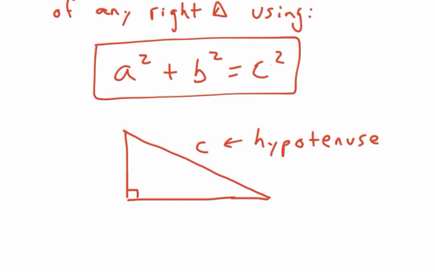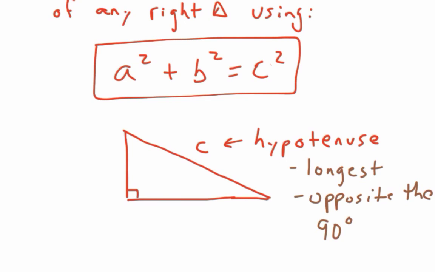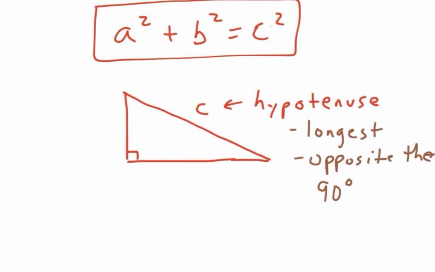If it's new, maybe I'll say a couple things underneath it. One, it's going to be the longest. And two, you can tell it's the hypotenuse because it will always be opposite, or across from, the 90-degree angle. Whenever you have a triangle where one angle is 90 degrees, the longest side has to be across from that 90-degree angle. It'll have to be.